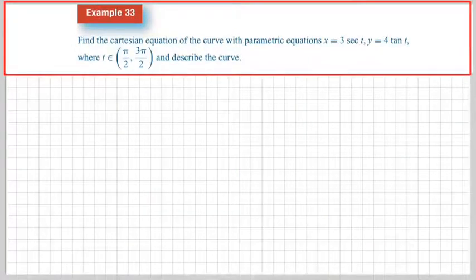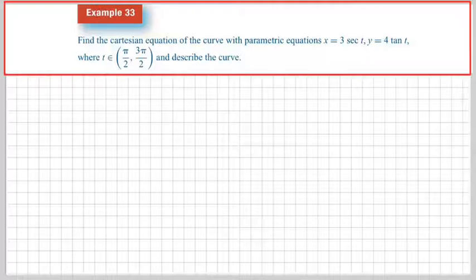Alright, now, what's this one? This is example 33 for you and me. We've got, find the, oh, this is a very interesting one. You're going to like this one. These are different beasties. Find the Cartesian equation of the curve with the parametric equation. This time, x is 3 sec t, and y is 4 tan t.